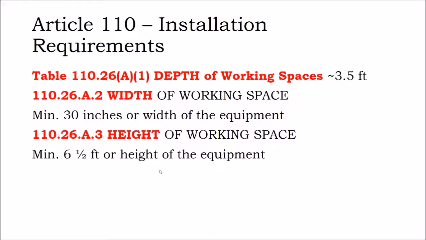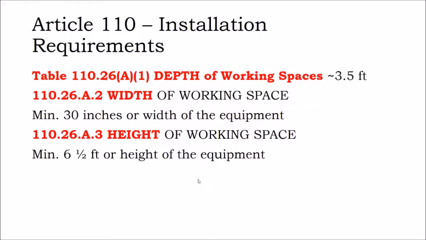The width of the working space, 30 inches, or the width of the equipment minimum. And that can actually be on either side of the equipment. So you at least need to have the width of the equipment clear at minimum. And then you need, beyond the width of the equipment, a minimum of, from one side to the right or the far side to the left, 30 inches of working space. Now, whether or not that working space is centered or offset doesn't really matter so much.